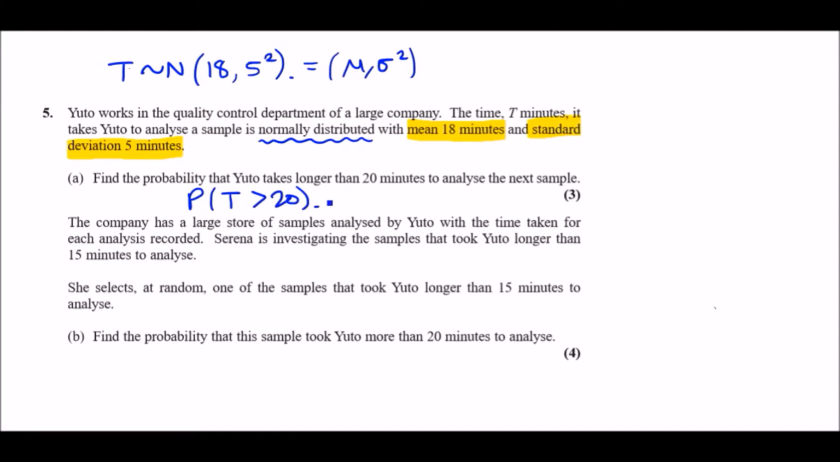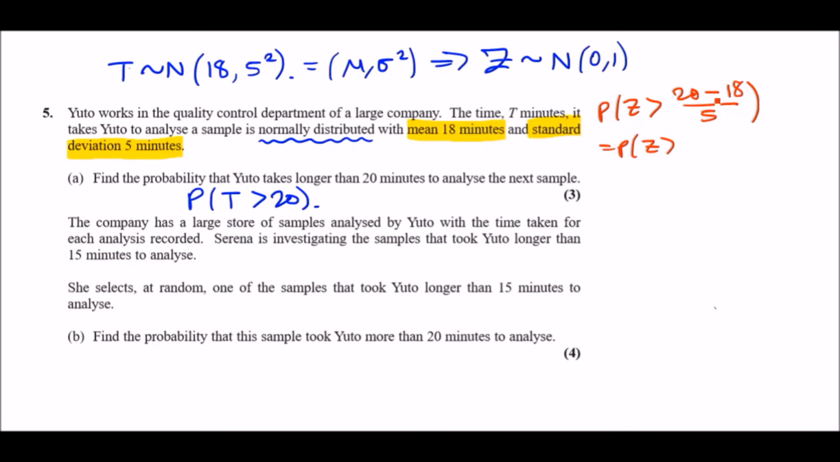Now the only way to solve this is that we need to convert this entire system into the Z distribution. This is known as the standard normal. That's exactly what the normal table follows, which is normally distributed with 0 mean, 1 standard deviation. Okay, so let's check it out. To convert it, if T is greater than 20, then Z must be greater than 20 minus the mean, which is 18, over the standard deviation, which is 5. And that's it. Tidying up a bit, smashing this in your calculator, you should get 0.4.